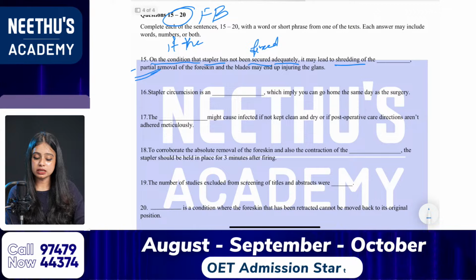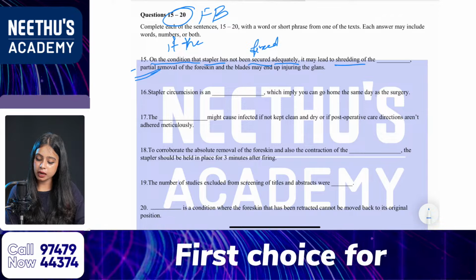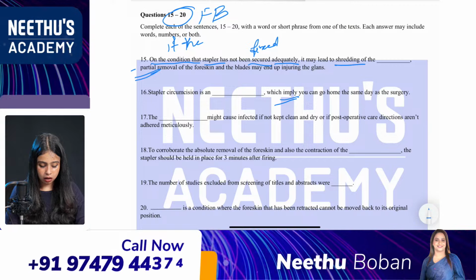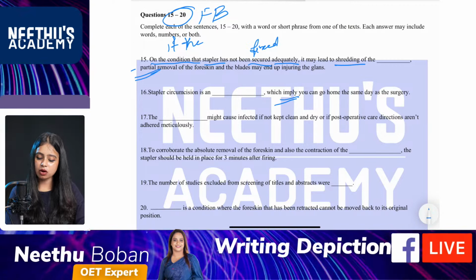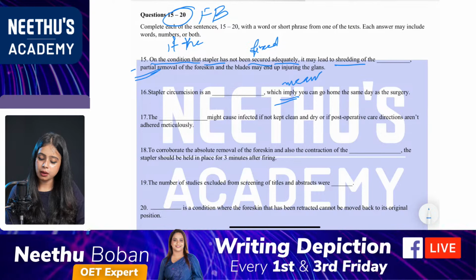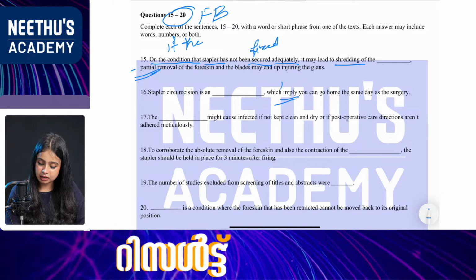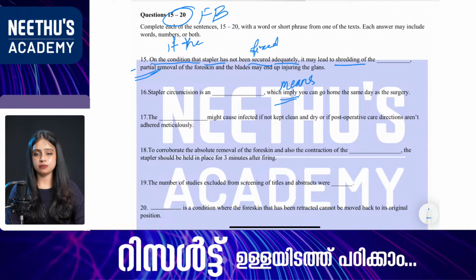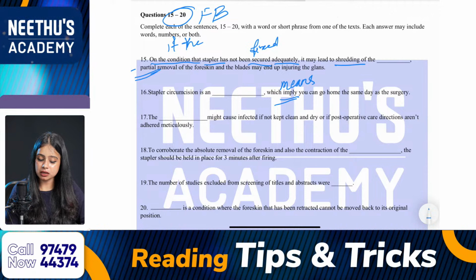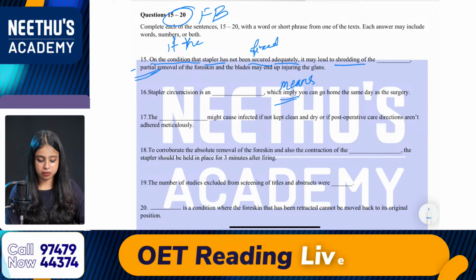Yes, 16th one. Stapler circumcision is in dash, which imply you can go home the same day as the surgery. So imply, which means suggest. Or you can say suggestion as well as which, of course, means. Yeah, one more, I'll write it. It is means. Imply here means which means. So an idea, stapler circumcision is an dash, which means you can go home the same day as the surgery.